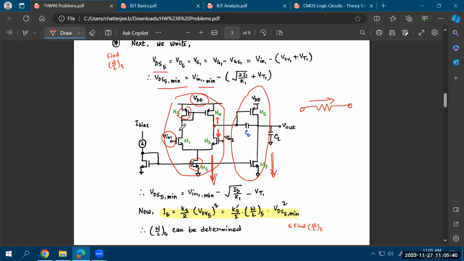Diode connected load too. Yeah. So basically, this current mirror load is diode connected on one end, and then it's a current source on the other end. You can consider it as a combination of the two, right? So yeah.